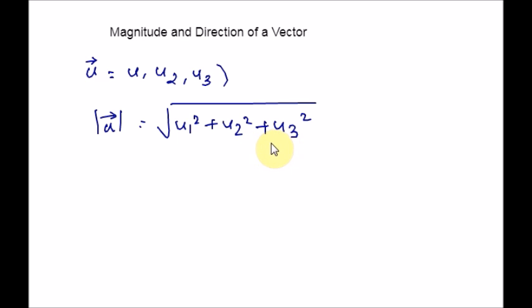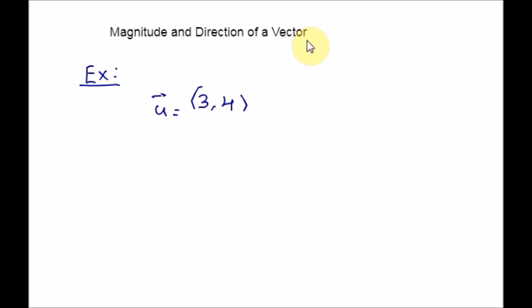Okay, let me show a few examples in both two-dimensional as well as three-dimensional problems. Here is an example. Let us find the magnitude of this vector, u is equal to (3, 4). So you can use the formula: square root of 3 square plus 4 square, which is nothing but 25. Square root of 25 is 5. So this is one type of problem you generally get.